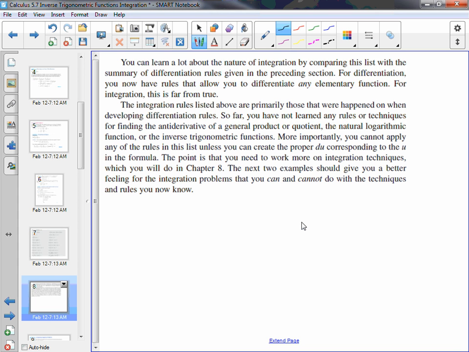The point is that you need to work more on integration techniques, which you will do in Chapter 8. And my guess is Chapter 8, Chapter 9, Chapter 10, Chapter 11. That's the reason there's 4 semesters of calculus in college. Okay? Not everybody's required to take all 4, but that's the reason 4 semesters of it exist. The next 2 examples should give you a better feeling for the integration problems that you can and cannot do with the techniques and rules you now know. Because it's really frustrating to spend an hour and a half on a problem that we don't know how to work. Isn't it? Or wouldn't it be? Okay?